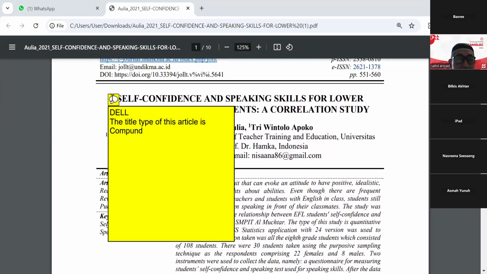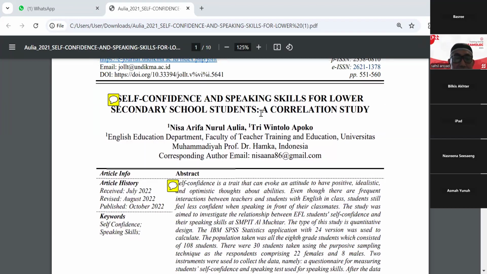Okay, now you have got this here. The title type of the article is compound. This is the signal, the colon. Now, what is the first part? Is it nominal? Self-confidence and speaking skill for lower secondary school students. Yes, nominal, or noun phrase. And the second, a correlation study, is also a nominal. What about the content? What do you think the content type of the title is? The topic, self-confidence. Yes, this is the topic. And then there is a method here, a correlation study.